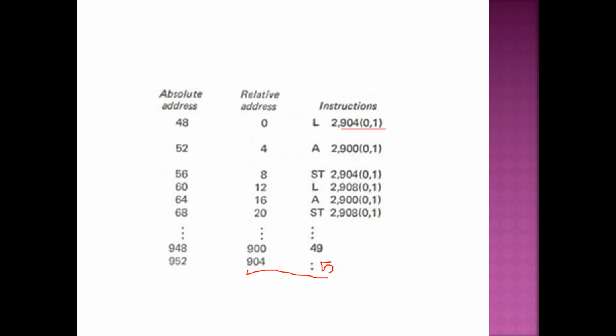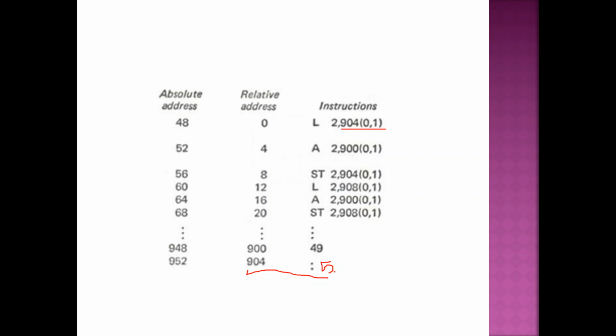But in my instruction, if I say just plainly 904, what happens after the program is loaded to the main memory? At that time 904 may be something else. Maybe your program is only loaded after 900, right? So 904 may not be the data which we are thinking or assuming. So there is going to be a problem.